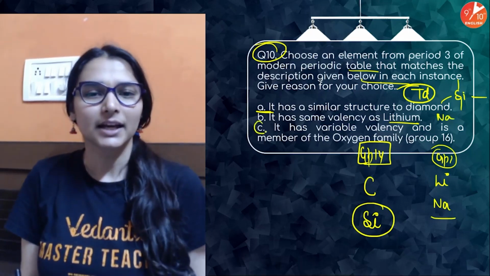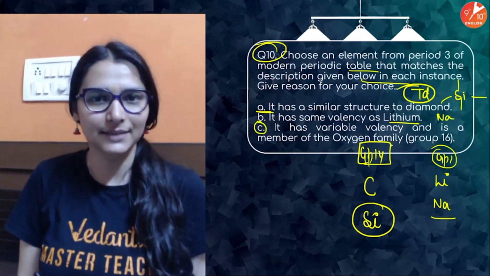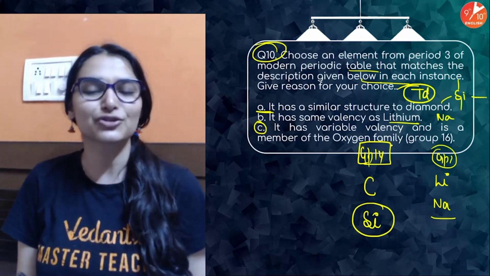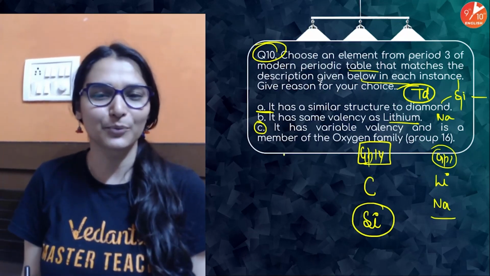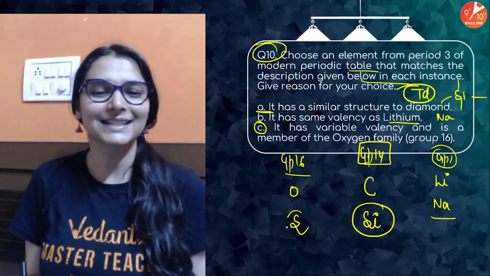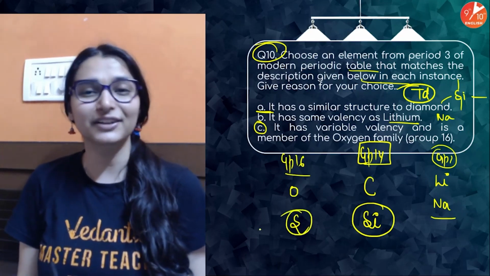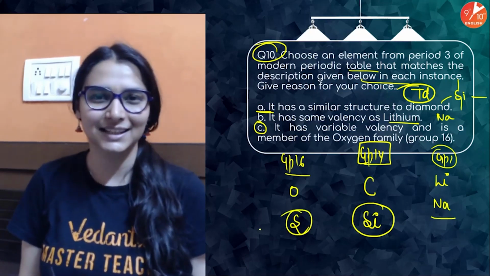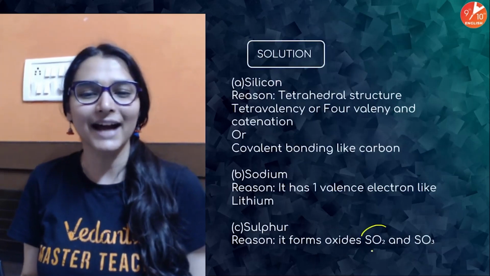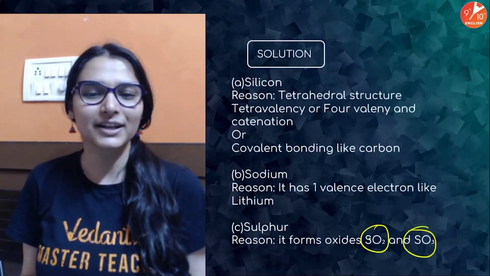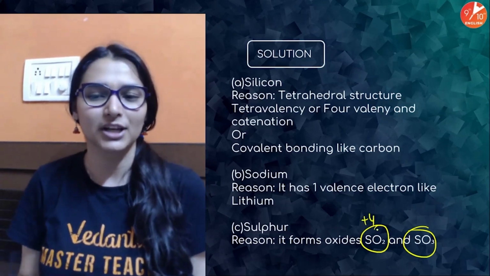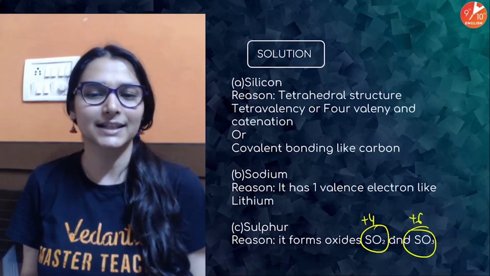This is nice. It has variable valency, means more than one valency, and is a member of the oxygen family. Group number 16 में ऑक्सीजन के जस्ट नीचे आता है सल्फर. सल्फर exhibits variable valency, है ना. आप देख सकते हो सल्फर डाइऑक्साइड में, ट्राइऑक्साइड में. Sulfur in this case is showing valency of +4. यहाँ पे it shows +6.